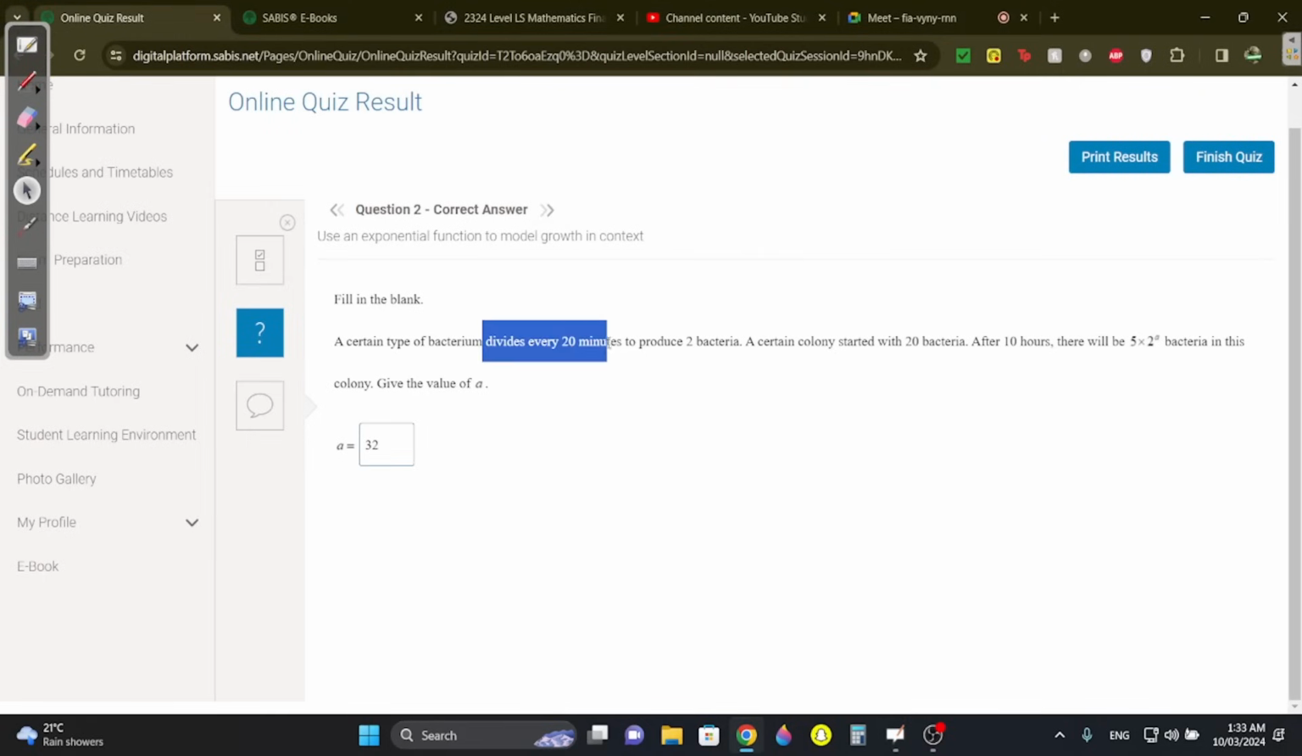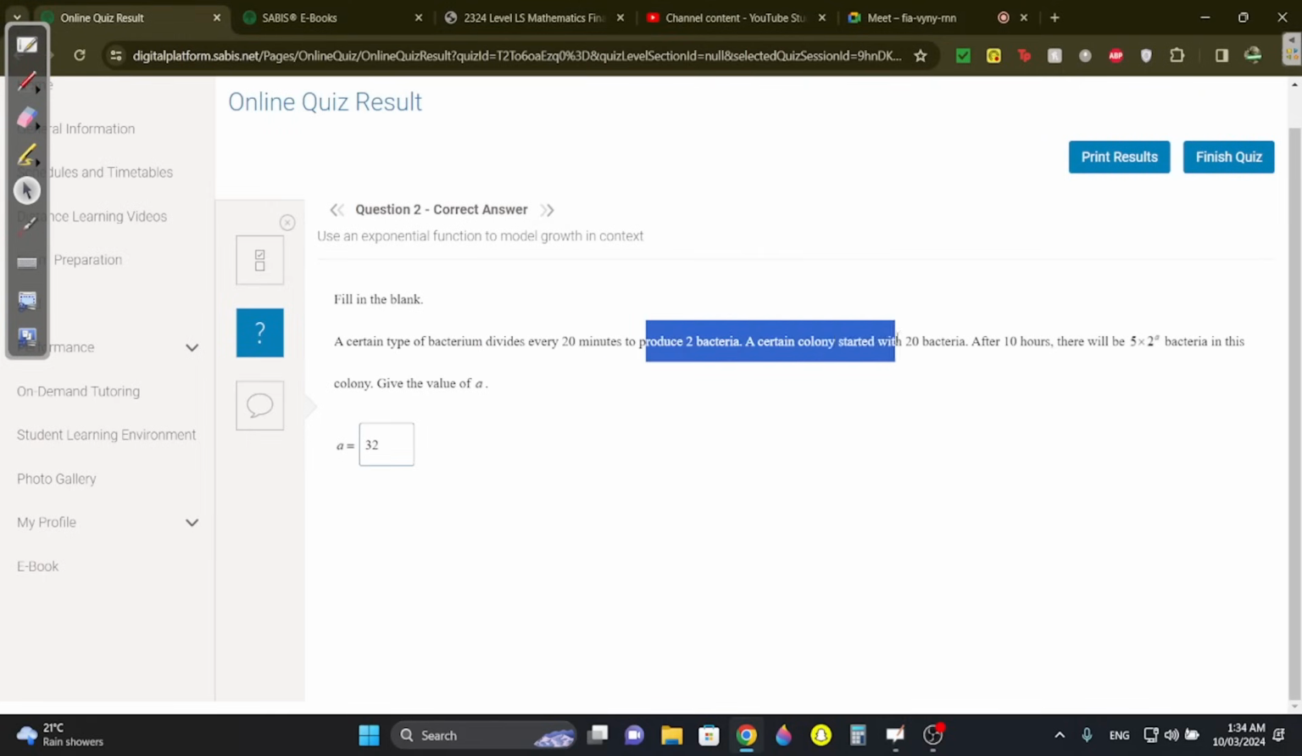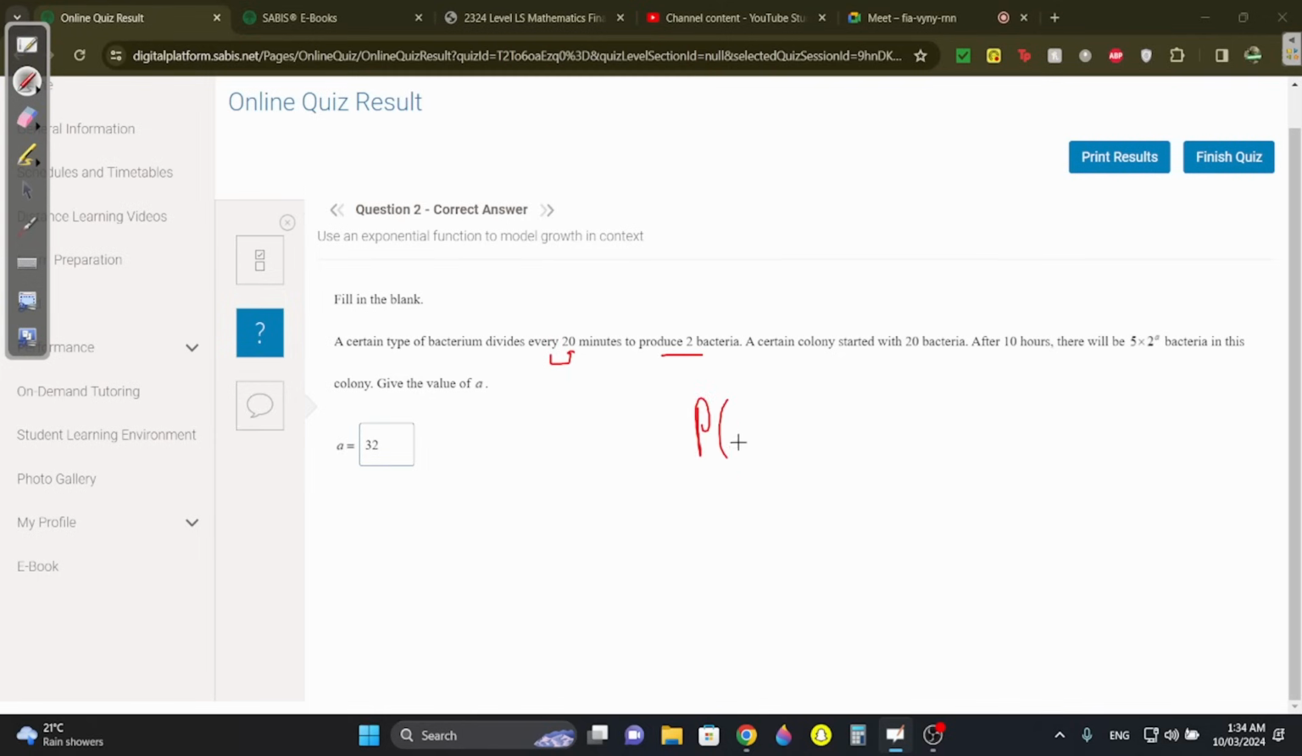A certain type of bacterium divides every 20 minutes to produce 2 bacteria. A certain colony started with 20 bacteria. After 10 hours, there will be 5 times 2 to the power of something. Look, it's dividing every 20 minutes, so the rate is 20 minutes to produce 2 bacteria. So it's doubling, right? Every time it's doubling. We can use the same rule, P times 2 to the power of t, except over 20, because the rate now is 20 minutes.